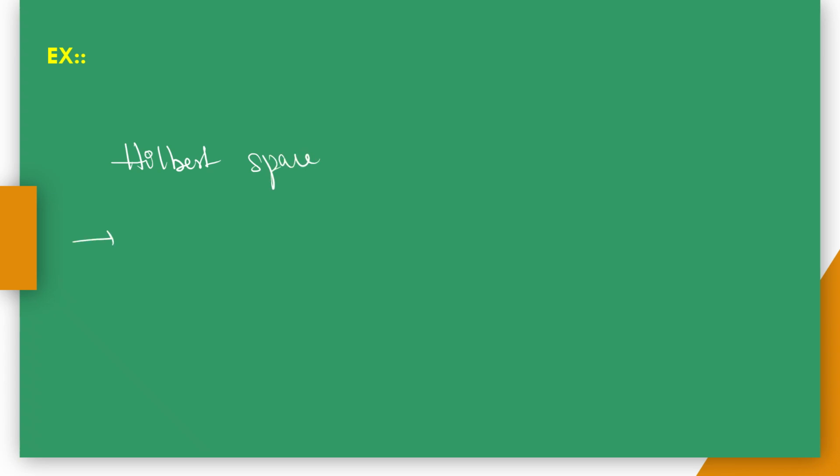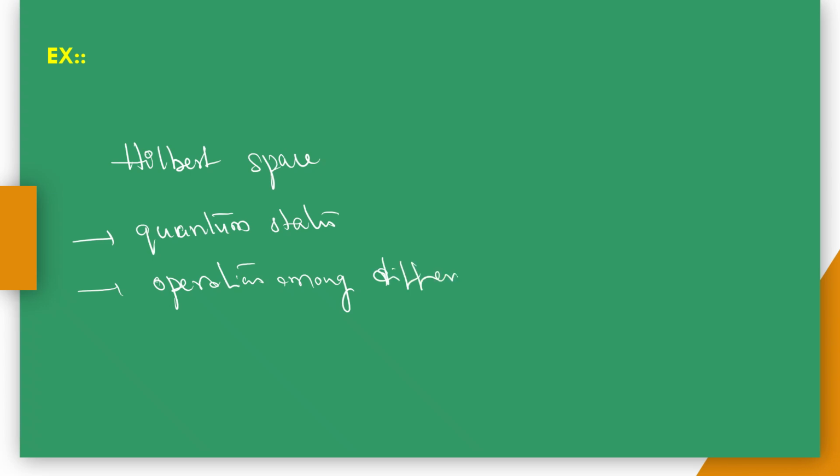So finally, Hilbert space is nothing but the representation of quantum states and operations among the different quantum states, and in addition completeness, that is, the end of the sequence must lie in the same Hilbert space. Thank you.